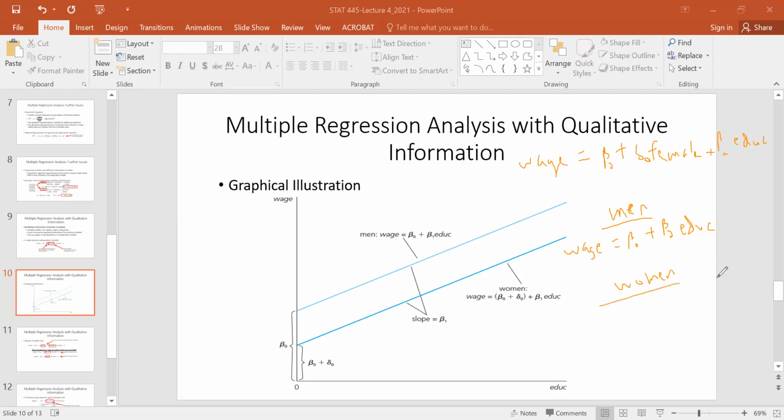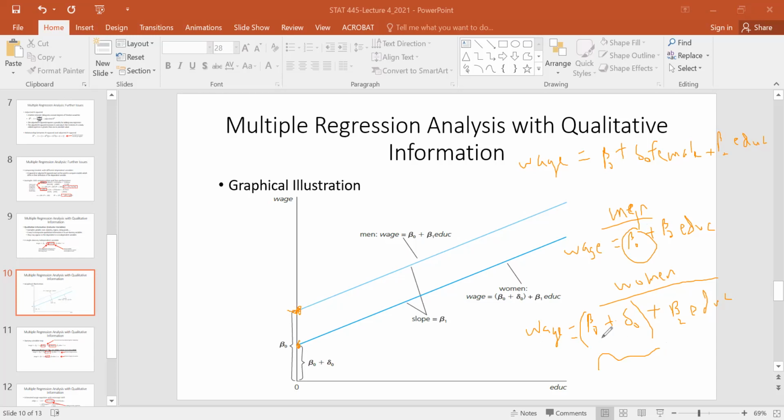Now for women, let's write it out. Wage equals to beta 0. Now we have delta 0 because the variable female will take a value of 1 for women, plus beta 2 education. So the intercept becomes, for women, beta 0 plus delta 0. So you see, the intercept is different for women and different for men. So this is the intercept for men, beta 0, and the intercept for women.